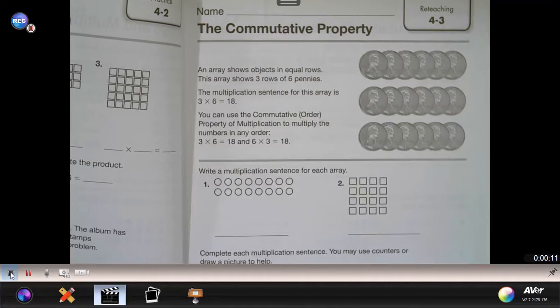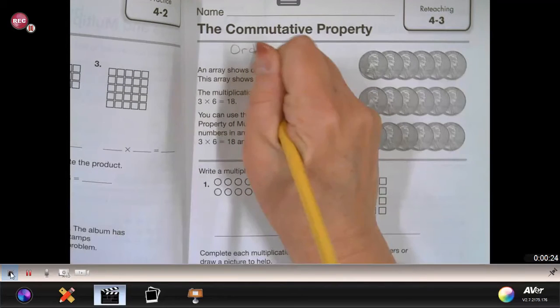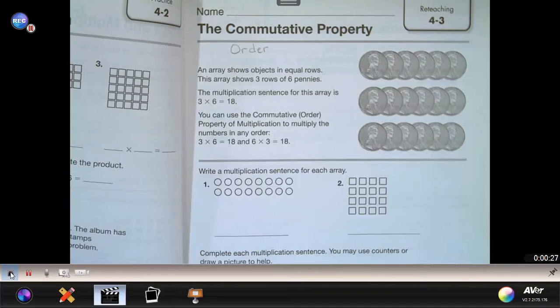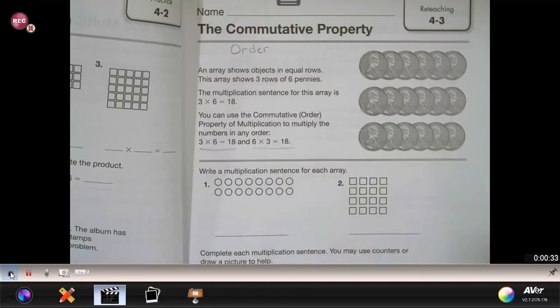You're going to be in your practice book for 4-3, which is the commutative property, or we could also call it the order property. And remember, we call it the order property because if we switch the order of our factors, our product still stays the same, but the array does not. It's going to switch or flip or rotate. Sometimes people call it rotate or flip.